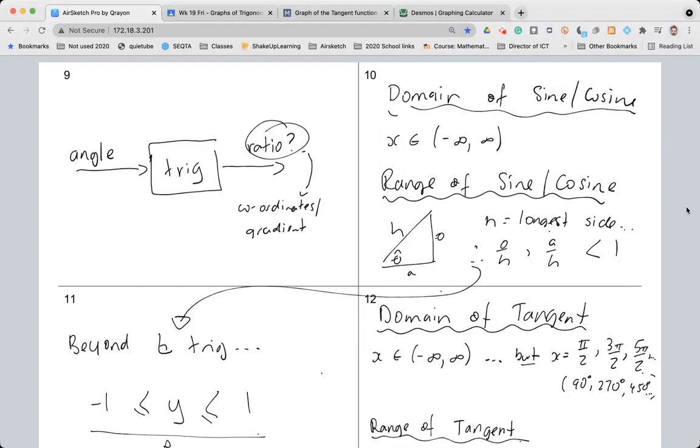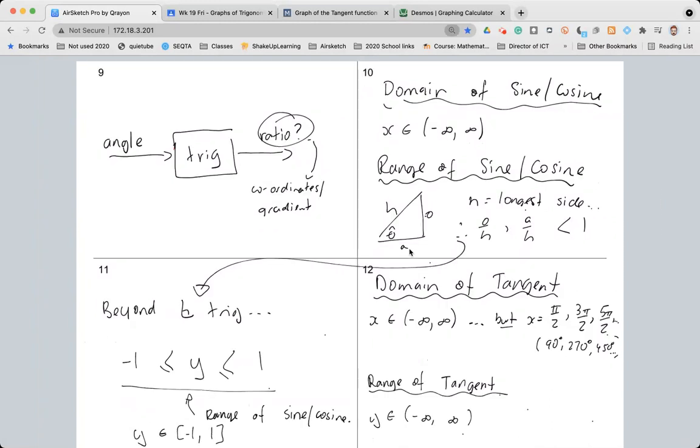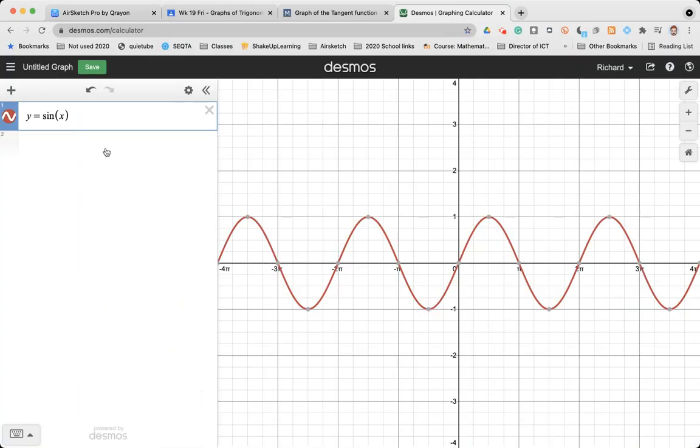In the last video, we had a look at sine and cosine graphs and how they were sort of generated, and we explored domain and range of sine and cosine, and we also had a look at domain and range of the tan graph as well, and we saw pictures of those. So let me just quickly pop those in as well.